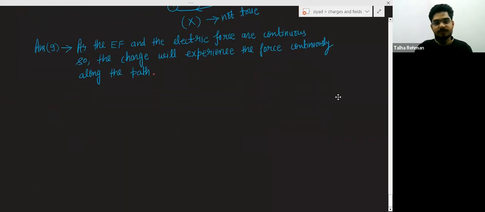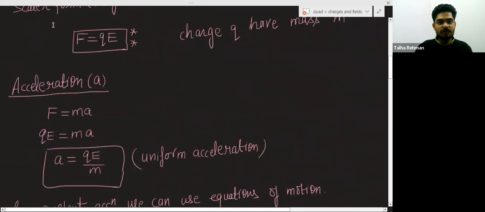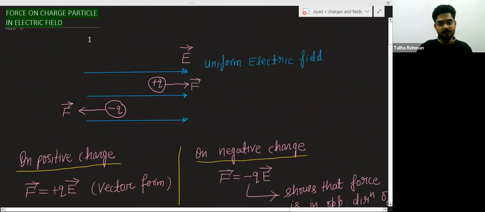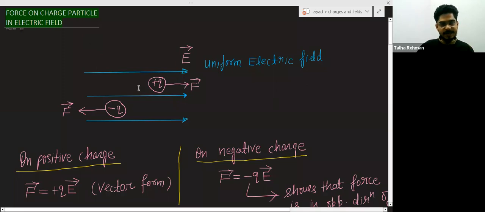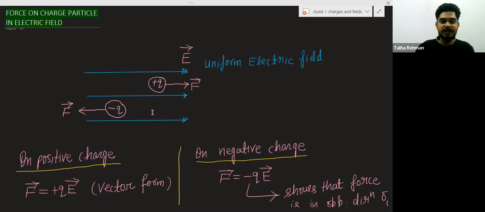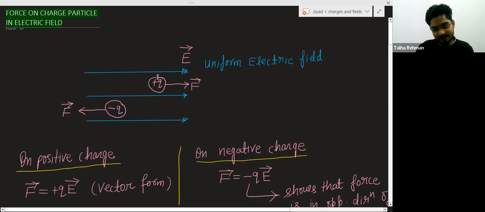After that, force on a charged particle in electric field. This is the electric field, and this electric field is representing the uniform electric field, meaning here, here, here, everywhere, the electric field is the same. If a charged particle is placed here, then on this charged particle there will be an electric force in this direction due to the electric field.